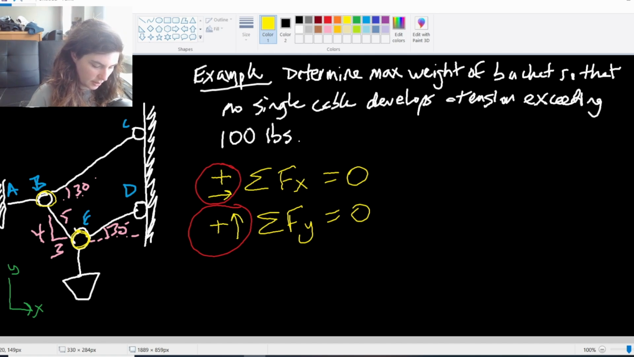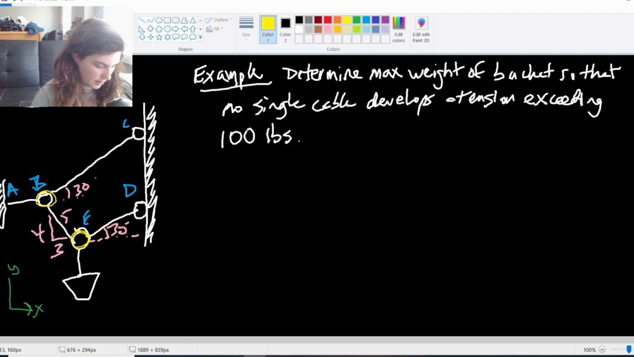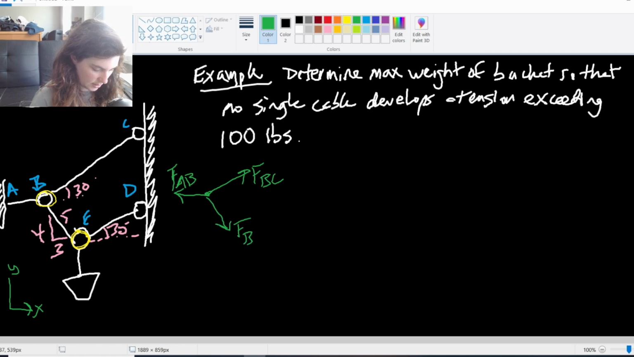So if I draw my free body diagram at my point B, I draw it somewhere where I can keep it. All right, I'm going to make my one at point B in green here. So at B, I have the tension in cable BC. I'm just going to call it FBC for now. I have the tension from A to B in that cable. And then I have going down this tension from B to E.